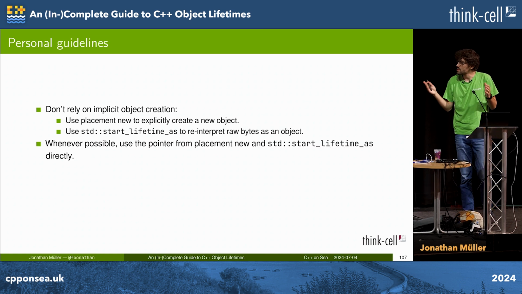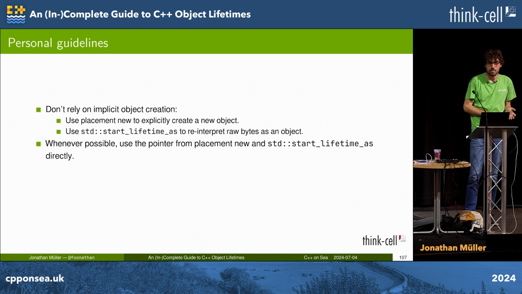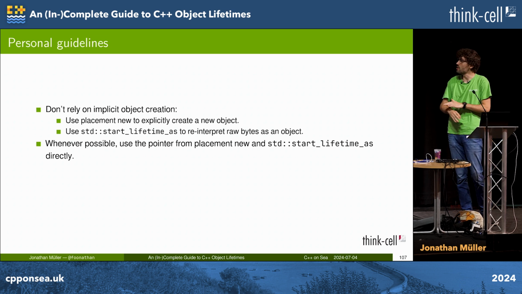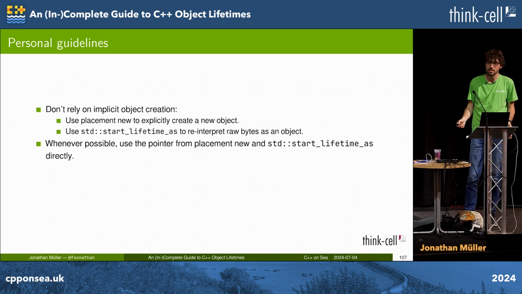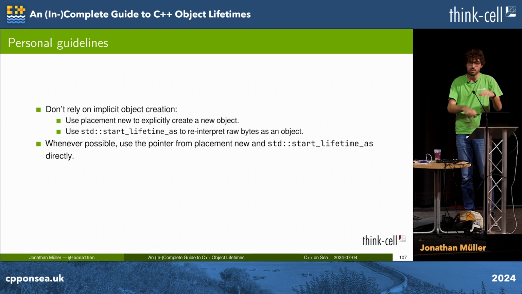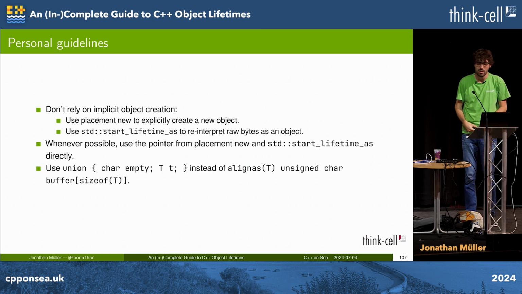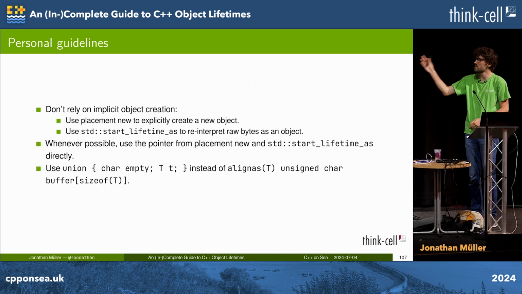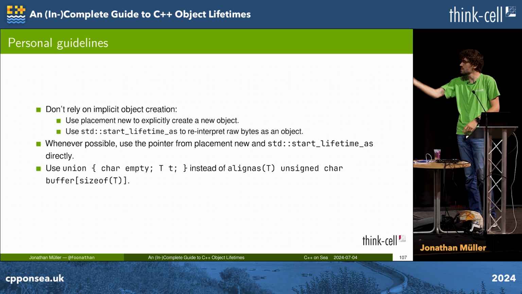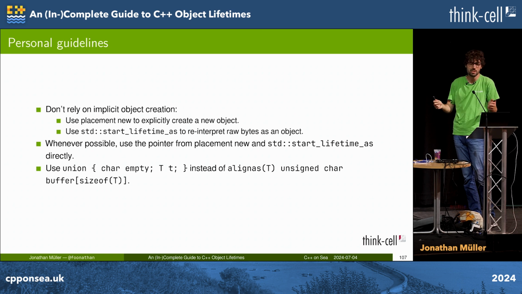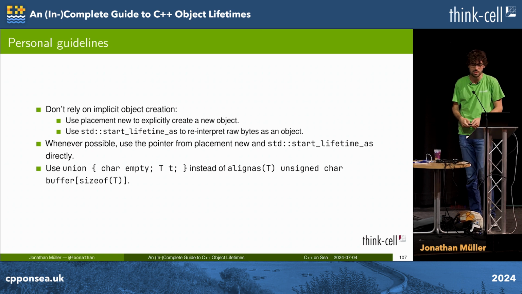Whenever possible, use the pointer from placement new and start_lifetime_as directly, because then you don't have to worry about launder. It will always have the correct provenance. This might not be possible if you're in some data structure and you don't want to store two pointers. Then you have to use launder, but whenever possible, do that. And also use a union instead of unsigned char buffers. Union even works in constexpr. It's just a much nicer solution. You don't have to deal with any of the weird things. It just makes your life a lot easier.